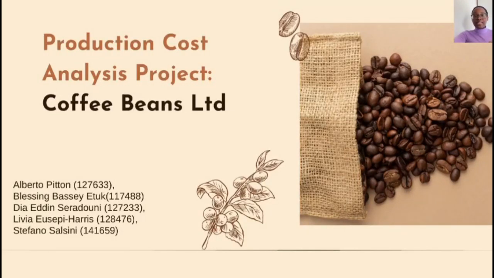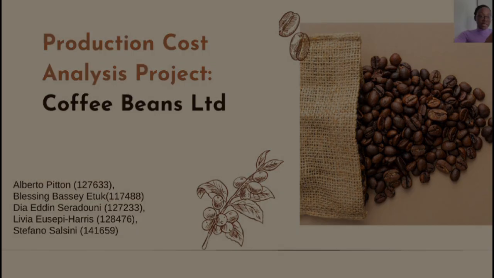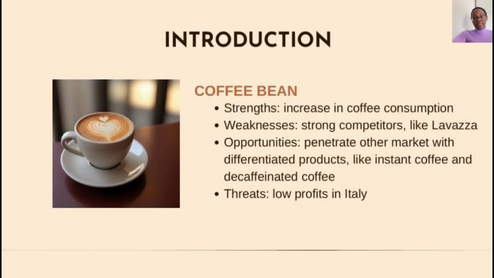I and my colleague Stefanos Delzini are here to make a presentation on a production cost analysis project on our company called CoffeeBeans Limited. CoffeeBeans is a limited liability company based in Italy, and we deal with the production of coffee such as ground coffee, instant coffee, and decaffeinated coffee. We have competitors such as Lavazza, and we are trying to make profit in Italy based on people that consume coffee.